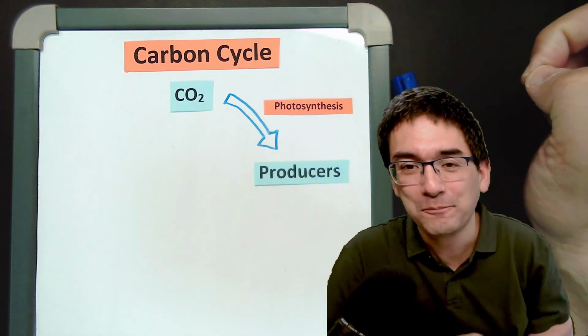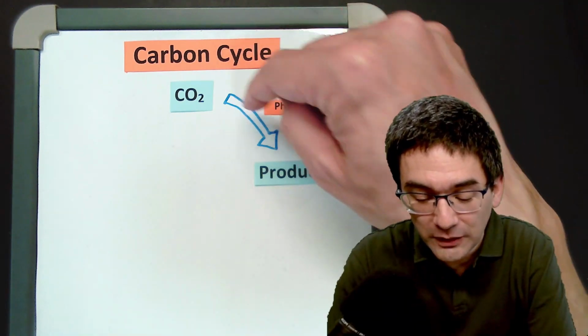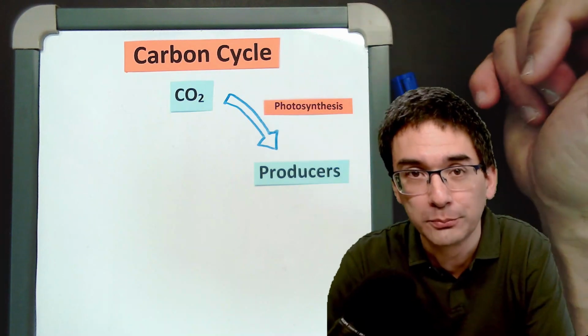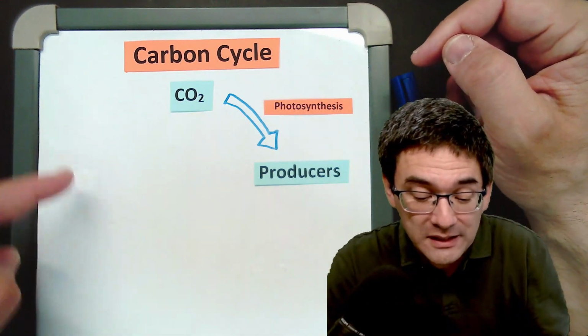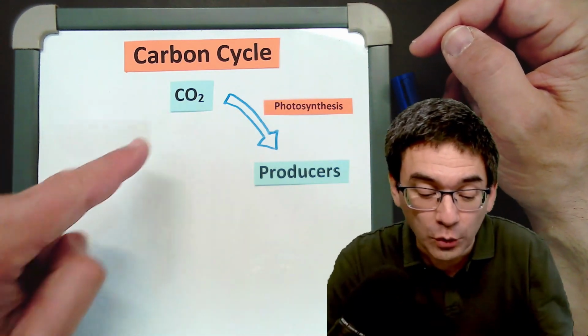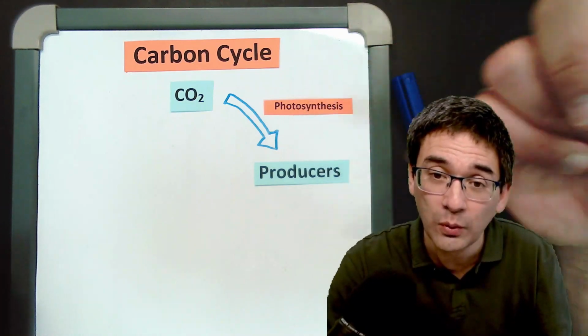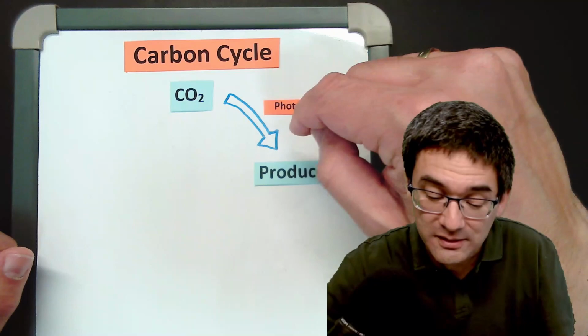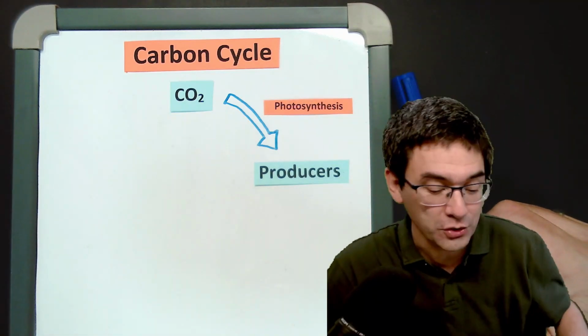So this is a really big arrow because it's actually the only arrow that goes away from carbon dioxide to the producers. And we're going to see later on that there are many other arrows that actually go to carbon dioxide, but this is the only one that goes away. And because it's a cycle and everything has to be balanced, this arrow has to be specifically large and thick.